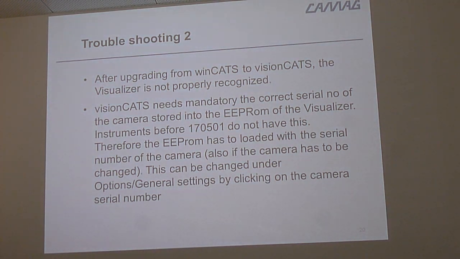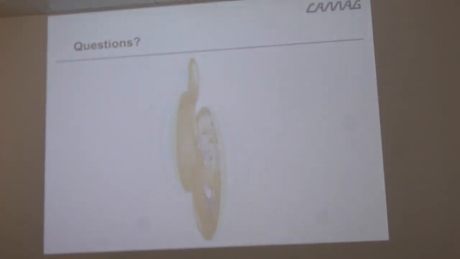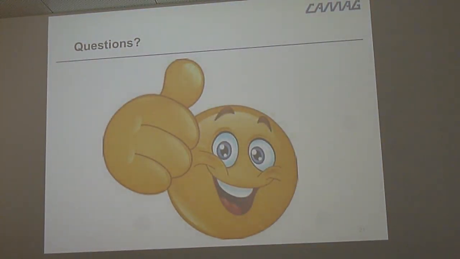And the second one could be if somebody changed the camera for whatever reason. In WinCats, no problem, just new equilinks and it was running. In VisionCats, that was not running. So, are there any questions? We will see on hands-on maybe a little more. But now we go for lunch.